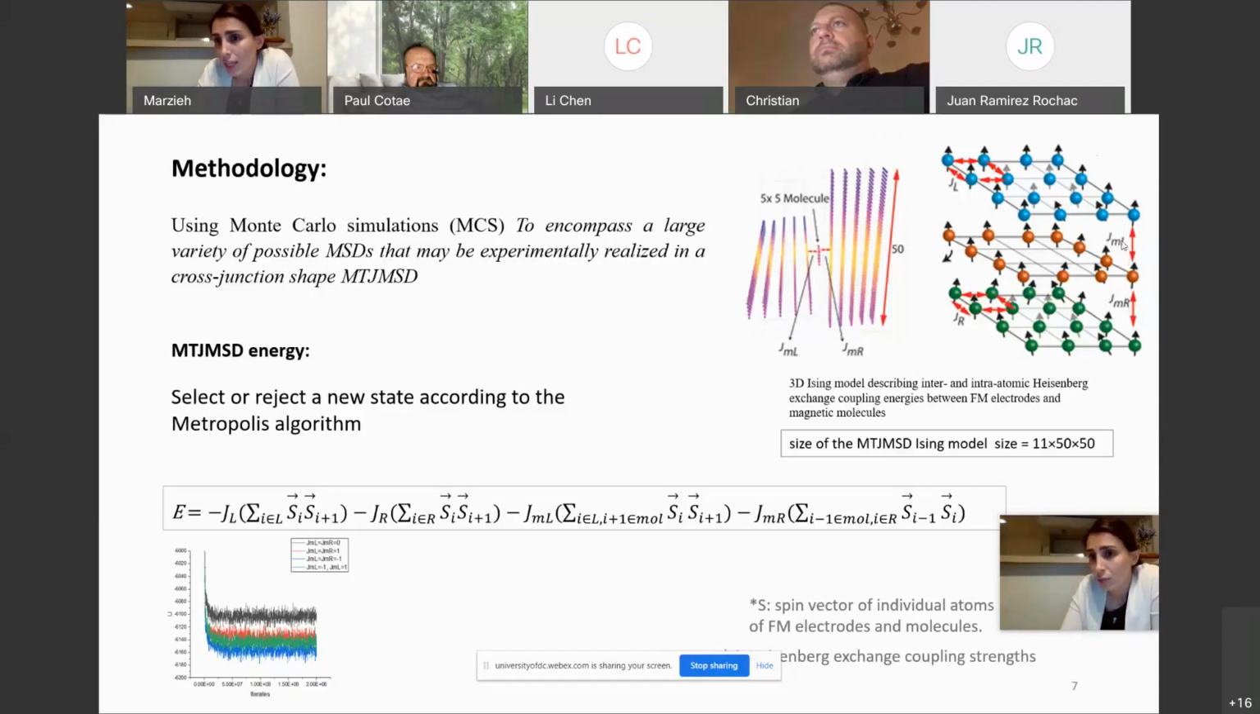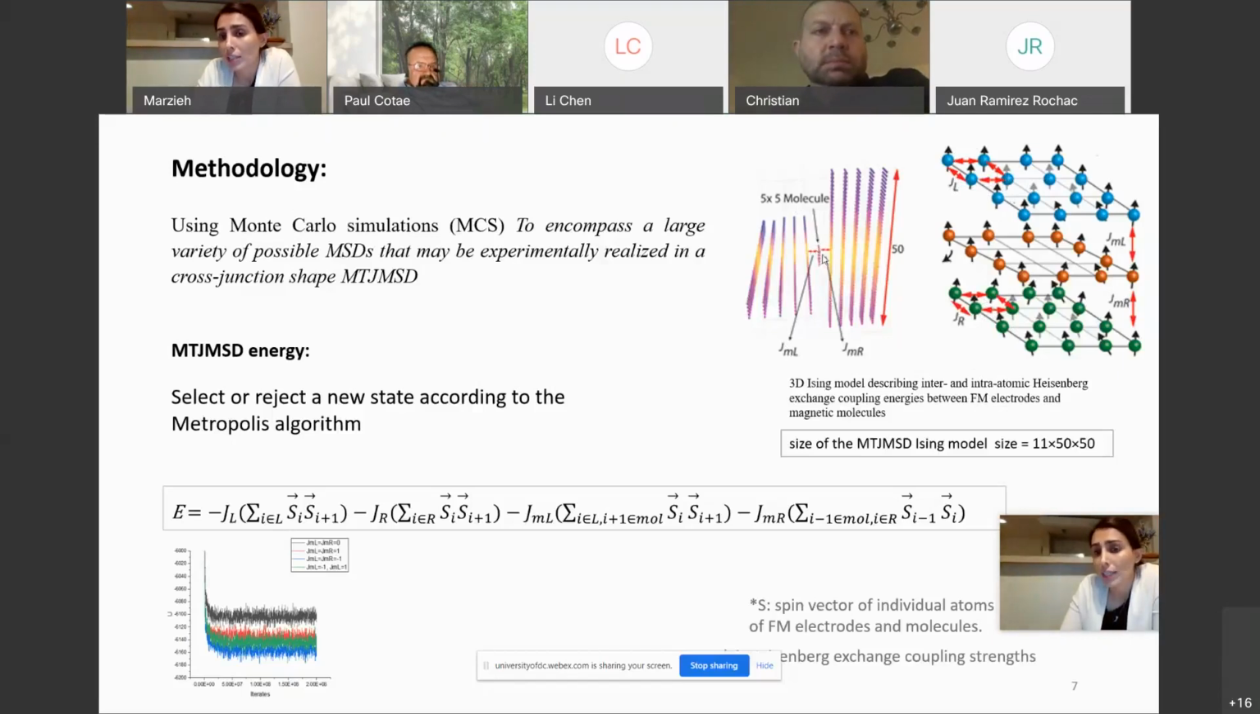The reason that we have put L and R is that in our final simulation, the electrodes are left and right instead of top and bottom. So JML and JMR are the interactions between the molecule and the left and right electrodes. But along with this Heisenberg exchange, which is the atomic exchange coupling between the atoms and the molecules, we have interatomic couplings also between the atoms of one electrode. This is the Heisenberg exchange coupling for the atoms of the right or the top electrode, and here it is for the left or the bottom electrode. So this is one result of our simulation.